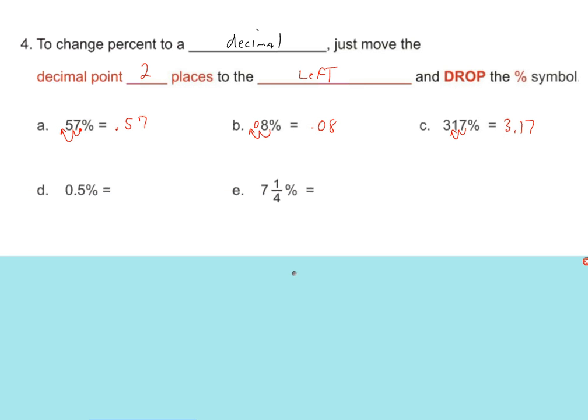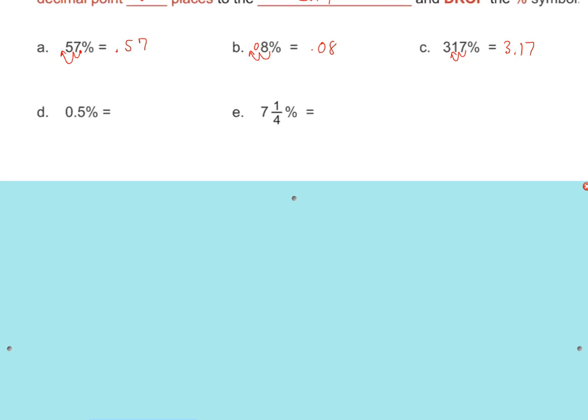Let's look at the next situation. Hey, be careful. 0.5%. Well, that's okay. Again, we're technically dividing by 100, but simple way to do it is simply move the decimal point 2 places to the left. Need another 0 placeholder. This one's 0.005. Again, no percent symbol because we've divided by 100.